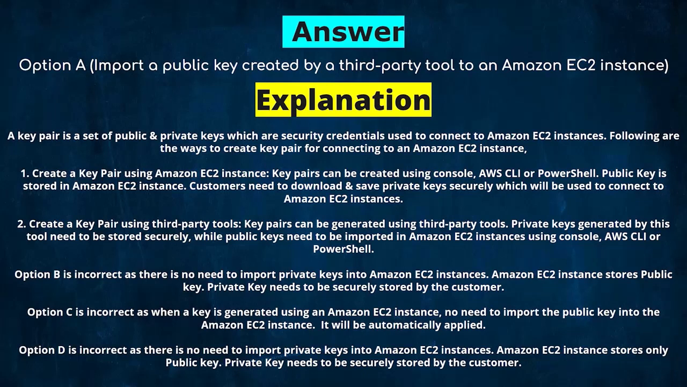Number 2. Create a key pair using third-party tools. Key pairs can be generated using third-party tools. Private keys generated by this tool need to be stored securely, while public keys need to be imported into Amazon EC2 instances using Console, AWS CLI, or PowerShell. Option B is incorrect, as there is no need to import private keys into Amazon EC2 instances. Amazon EC2 instance stores the public key. The private key needs to be securely stored by the customer. Option C is incorrect, as when a key is generated using Amazon EC2, there is no need to import the public key into the Amazon EC2 instance.